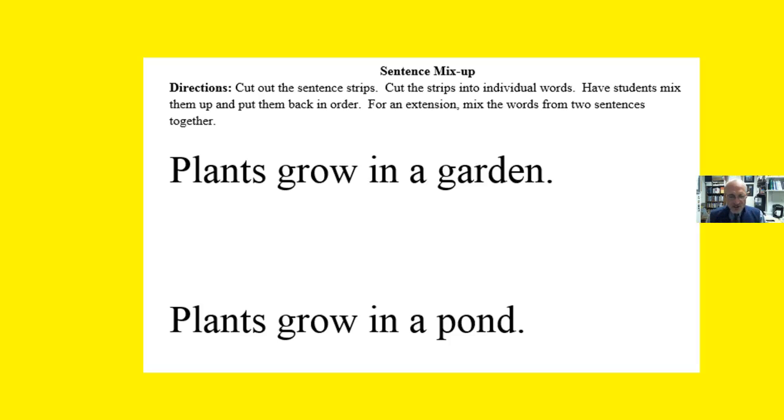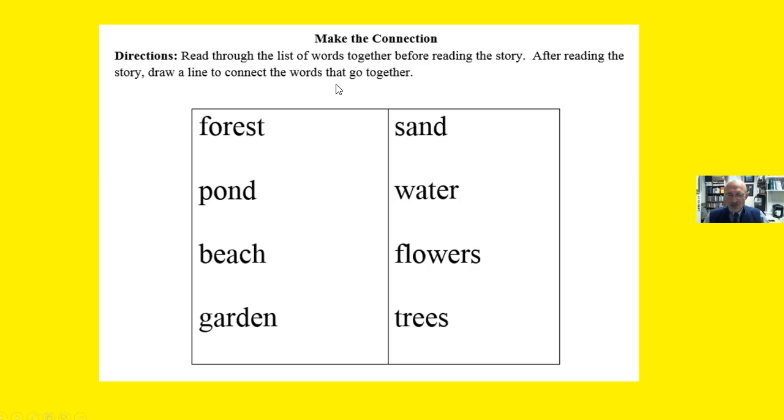You've got 2 sentences here. For extension, I sometimes give students both sentences mixed up, and they have to create sentences out of both of them. Initially, I just do 1 sentence at a time, but for an extension, give them 2 sentences, mix up all the words, and they have to create 2 sentences out of the mix-up.